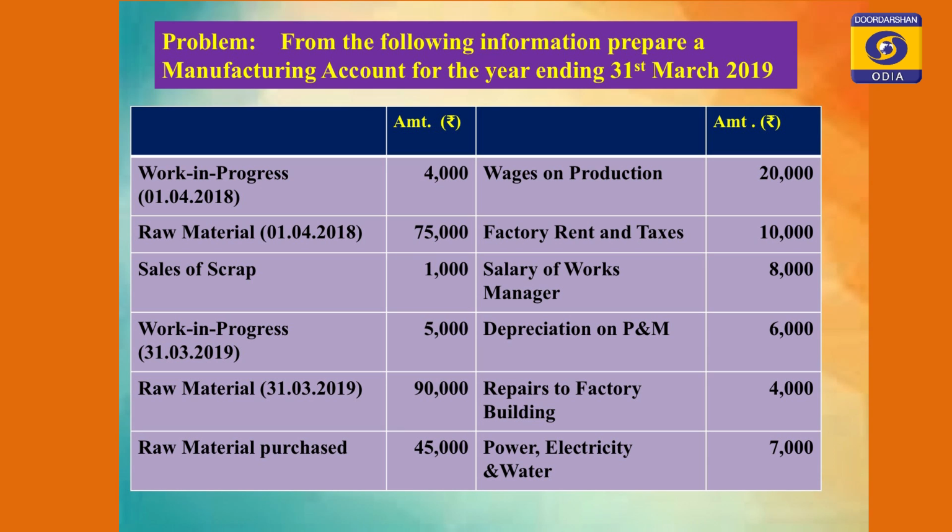Factory rent and taxes, that is 10,000. Salary of works manager 8,000. Depreciation on plant and machinery 6,000. Repairs to factory building 4,000. Power, electricity and water amount is rupees 7,000. So let's go from here.